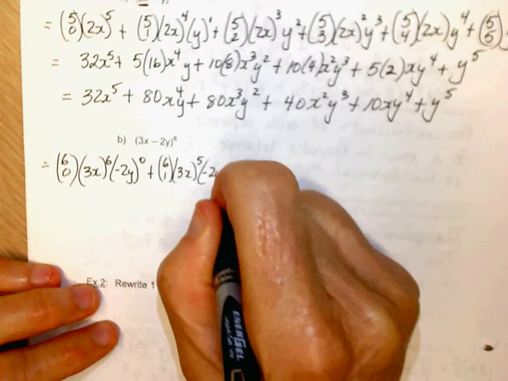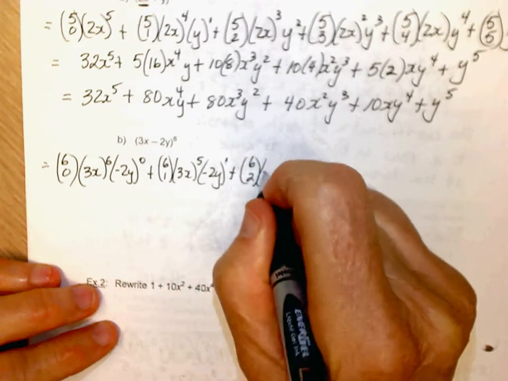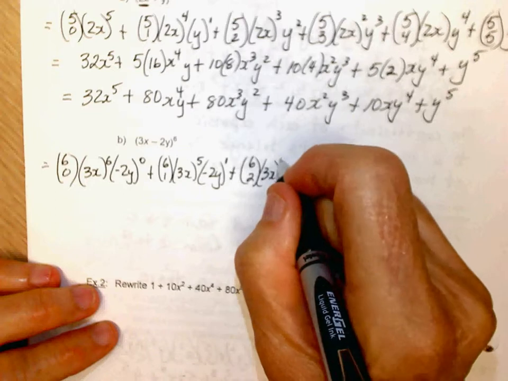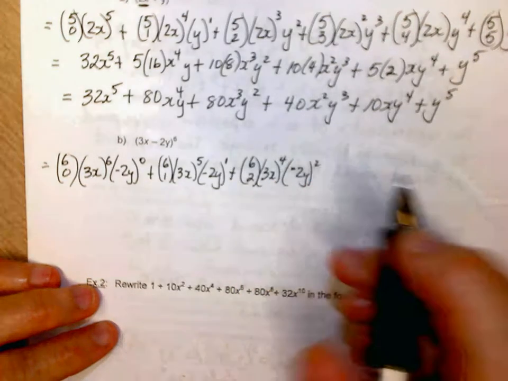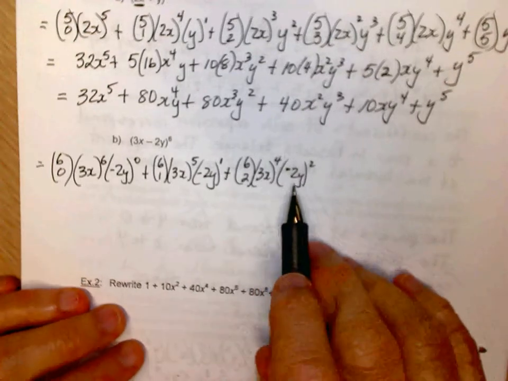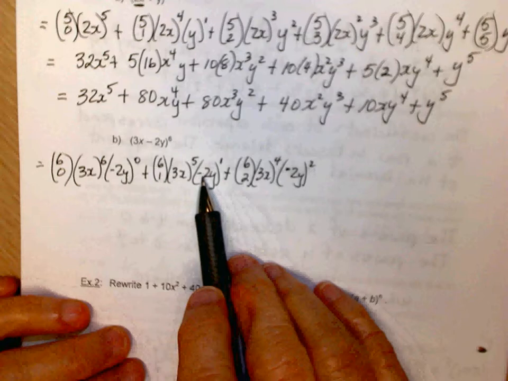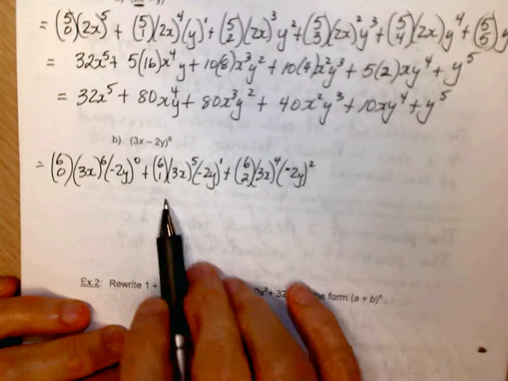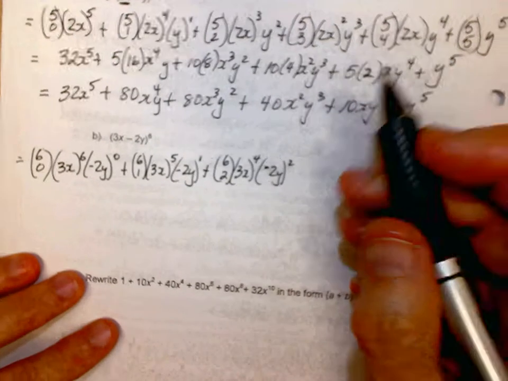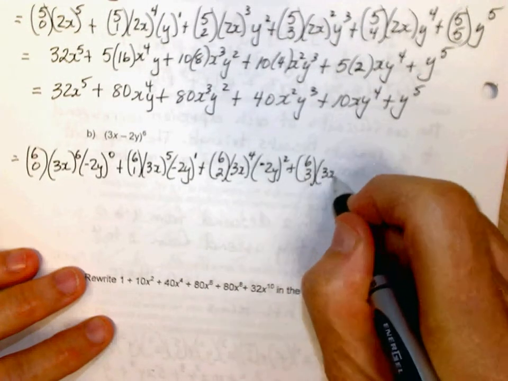6 choose 2, 3x to the 4 minus 2y squared. Don't forget your minus. Notice when the exponent is even, you'll have a positive term. When the exponent is odd, you'll have a negative term. So it's going to alternate, negative, plus, negative, plus. Plus 6 choose 3, 3x to the 3 minus 2y to the 3.